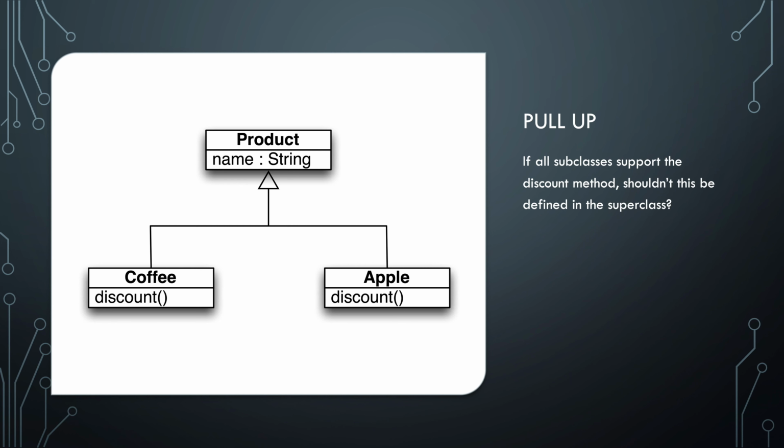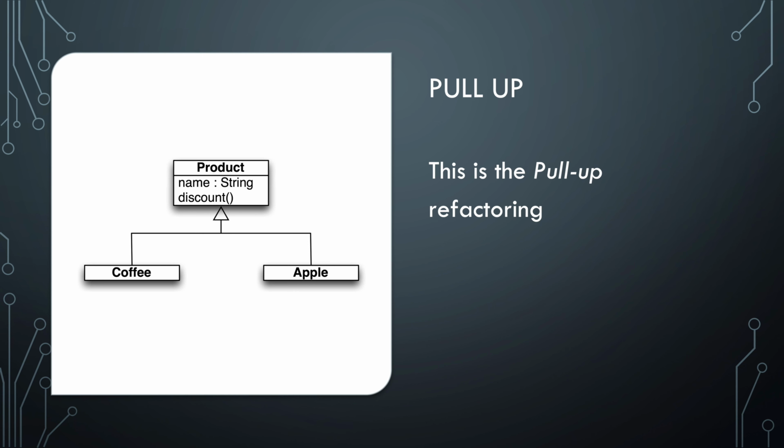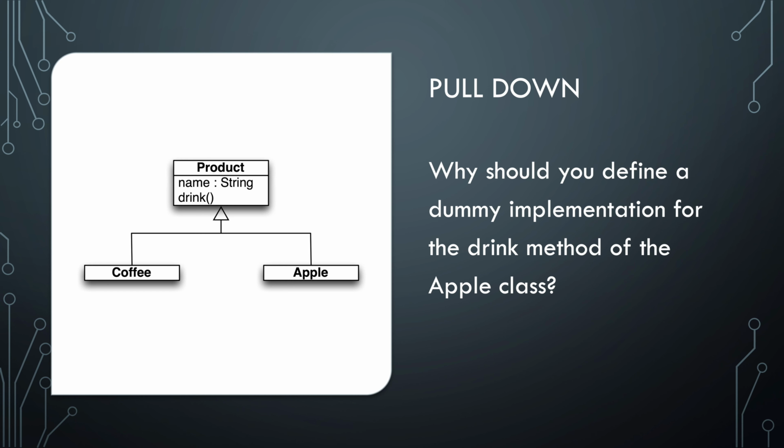If all subclasses have a discount method, perhaps it should be defined in the superclass instead. This is called the pull-up refactoring, and it helps you reduce duplicate code. The inverse is also possible.